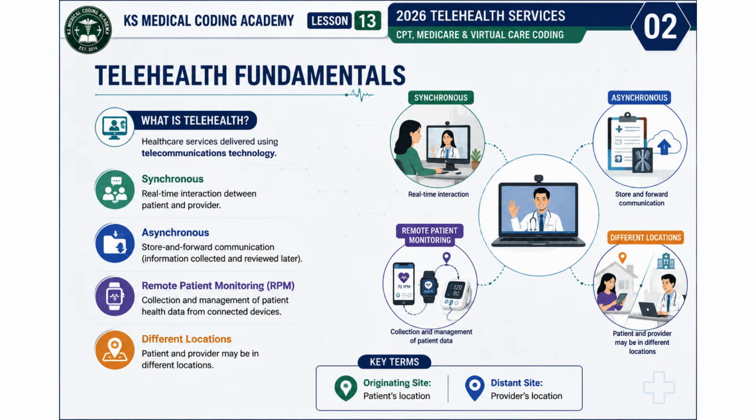Remote patient monitoring, or RPM, involves the collection and management of patient health data through connected devices. Examples can include blood pressure, weight, glucose, or other physiologic measurements. Another important concept is that the patient and provider may be located in different places. The originating site refers to the patient's location at the time of the service, while the distant site refers to the location where the healthcare professional providing the service is located. For coding purposes, always identify the type of service first. This will help guide you toward the appropriate code family and applicable payer requirements.